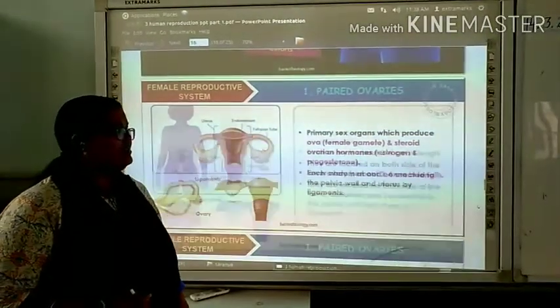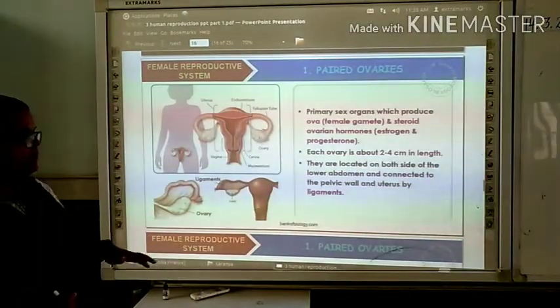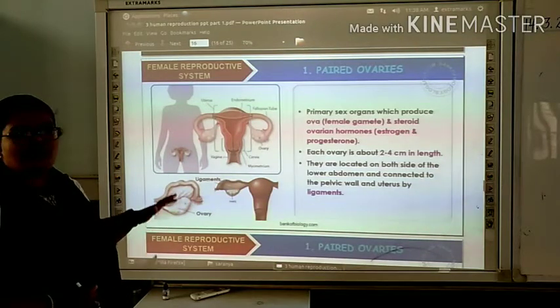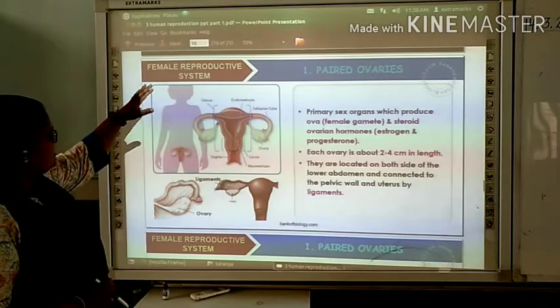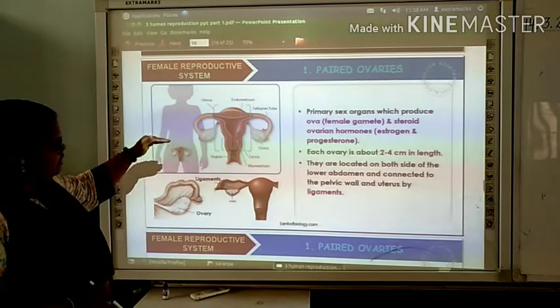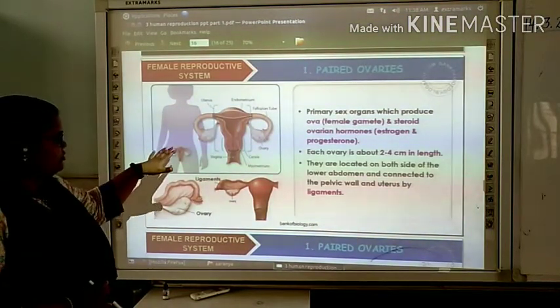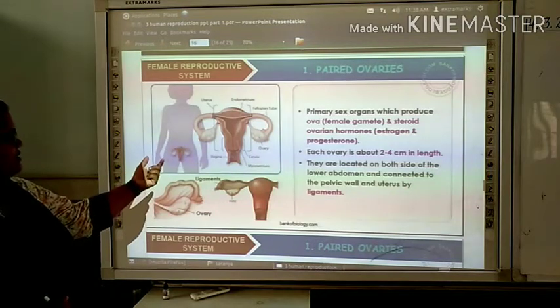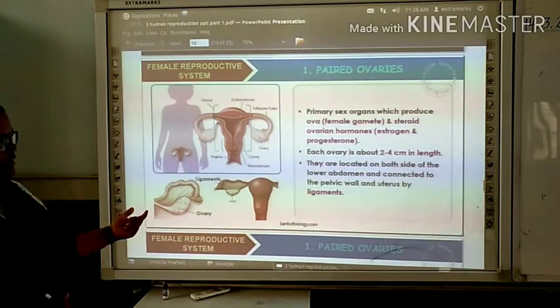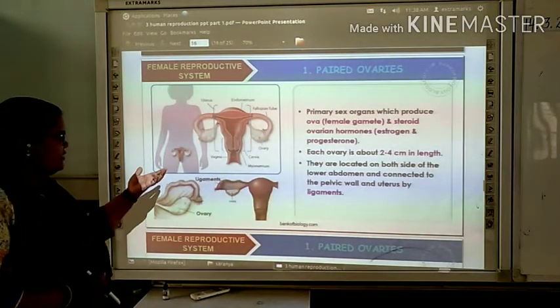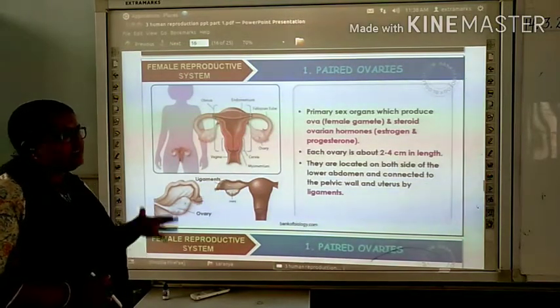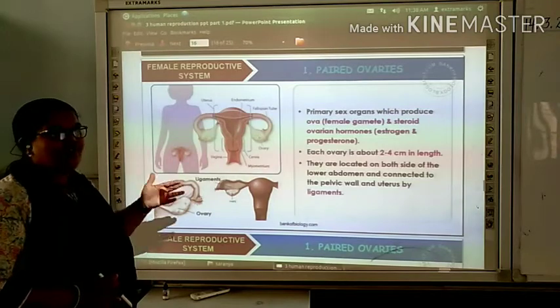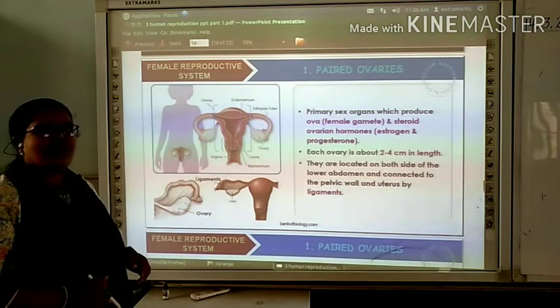First, the primary sex organ of the female reproductive system is a pair of ovaries. Right. So where is it situated? This is the female structure. It is in the lower abdominal part. You can see the uterus, and the pair of ovaries is also present. These ovaries are responsible for the production of the ovum, the female gamete, and also for the production of the female sex hormones, progesterone and estrogen.